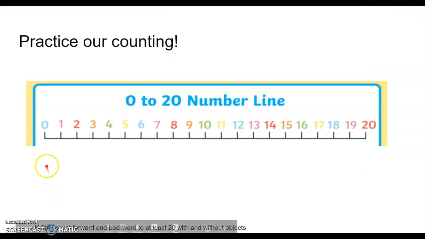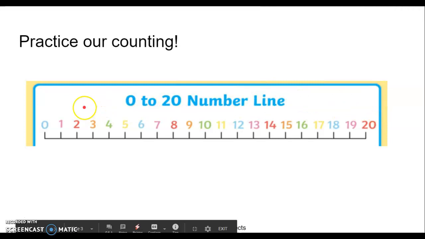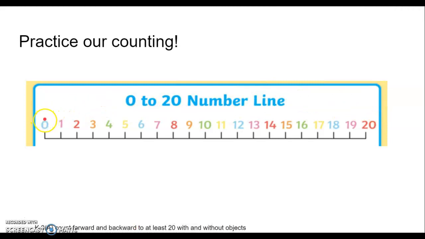But before we start that, I want us to practice our counting. We're going to go from 0 to 20 on our number line. Ready? Count with me. 0, 1, 2, 3, 4, 5, 6, 7, 8, 9, 10, 11, 12, 13, 14, 15, 16, 17, 18, 19, 20.